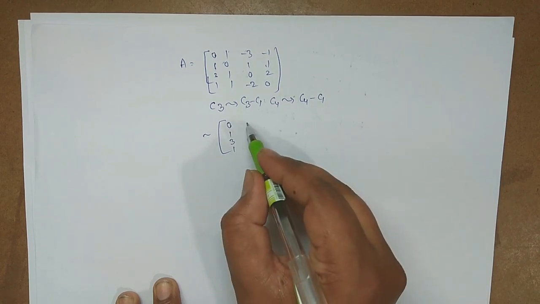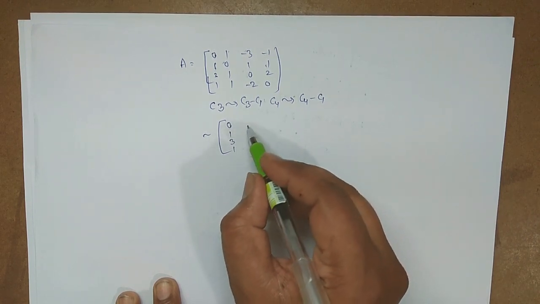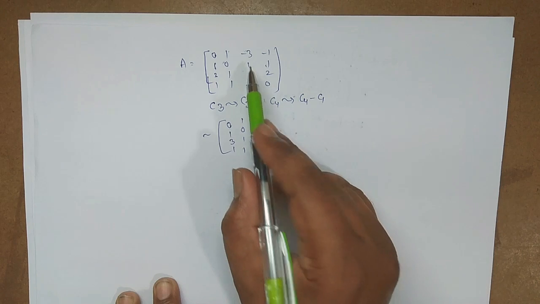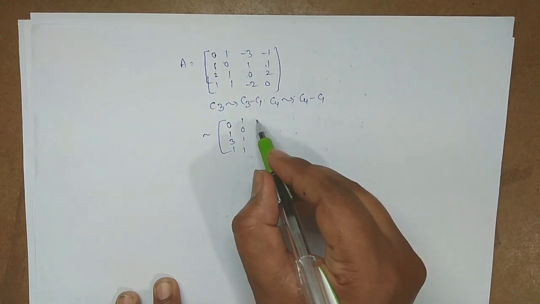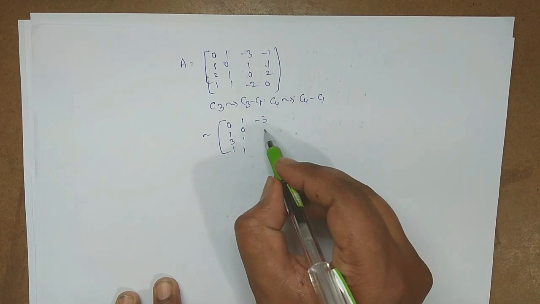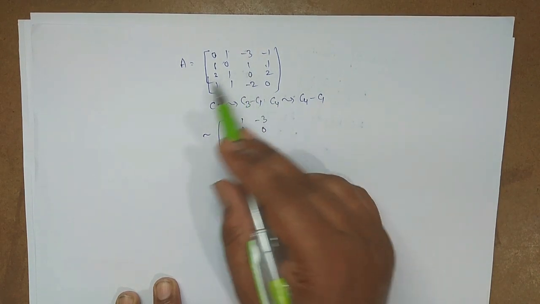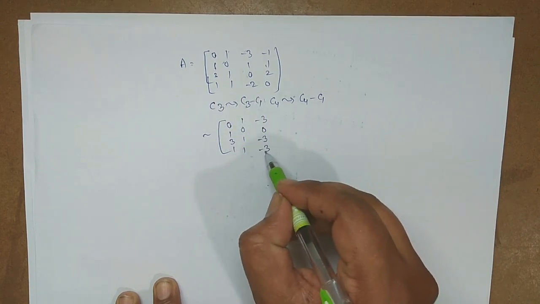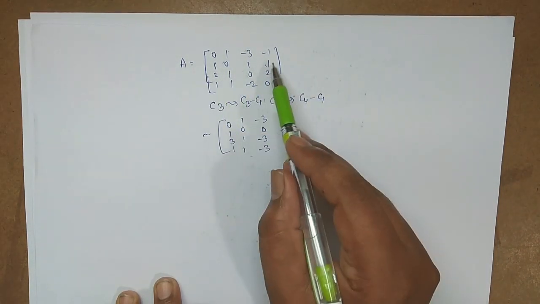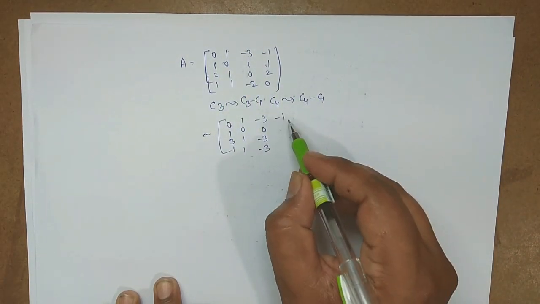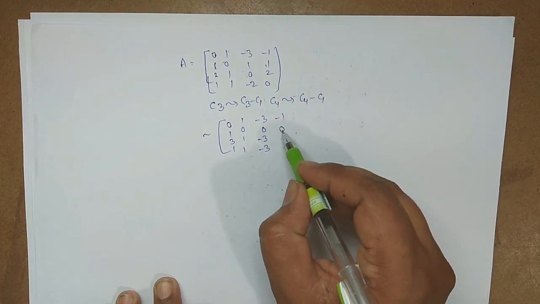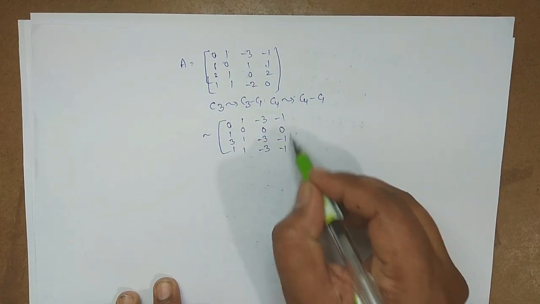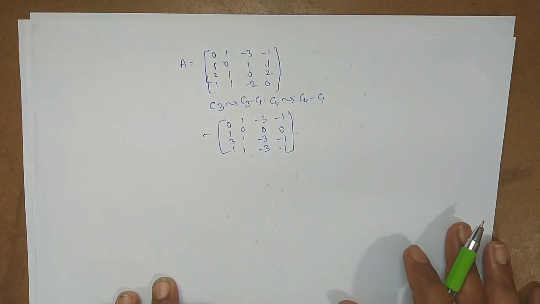1, 3, 1, and we haven't touched this second column, so it will be as it is. The third column is C3 minus C1, so this minus this is minus 3 itself, and 1 minus 1 is 0, and this will be 0 minus 3, that is minus 3, and minus 2 minus 1 is minus 3 here. And C4 minus C1: minus 1 minus 0 is minus 1, 1 minus 1 is 0, 2 minus 3 is minus 1, and again 0 minus 1 is minus 1 only. So this is the resultant matrix.